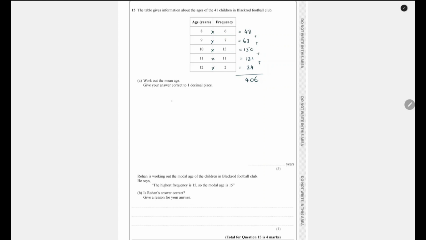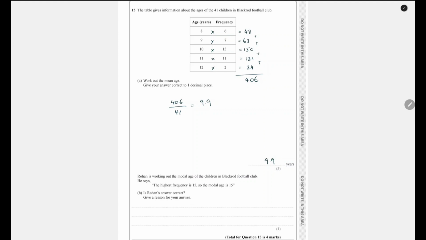And so to get the mean age of one child, it's 406 divided by the number of children, which is 41. If we put that into our calculator, we get 9.9 to one decimal place. So the average age or the mean age is 9.9 years.